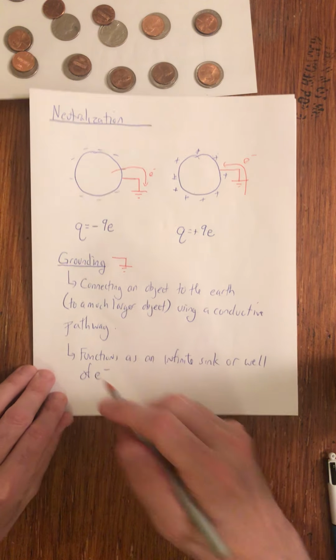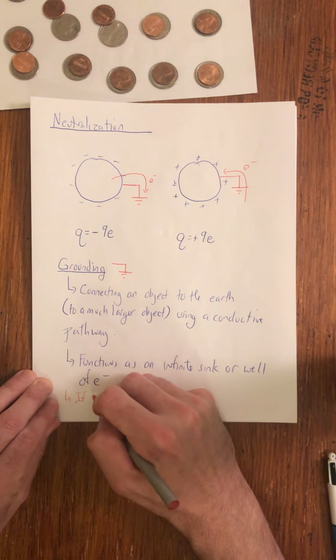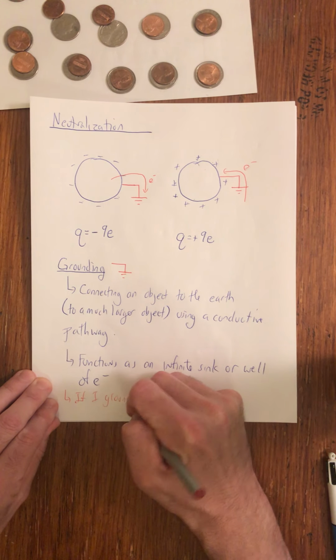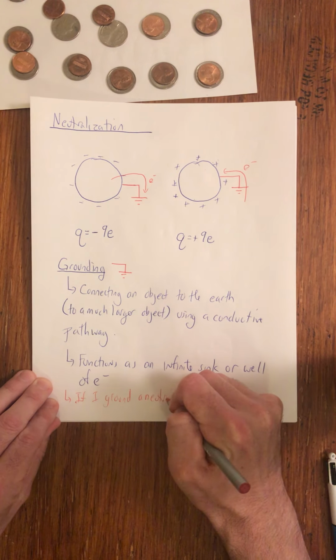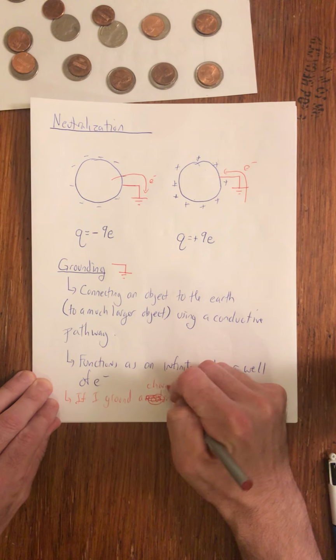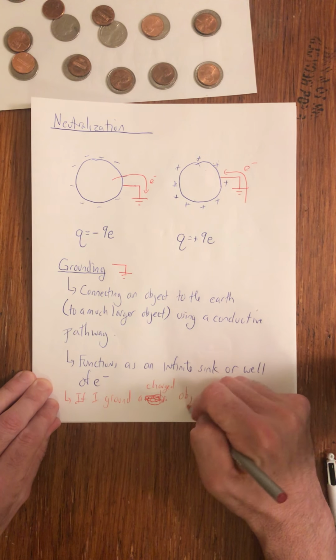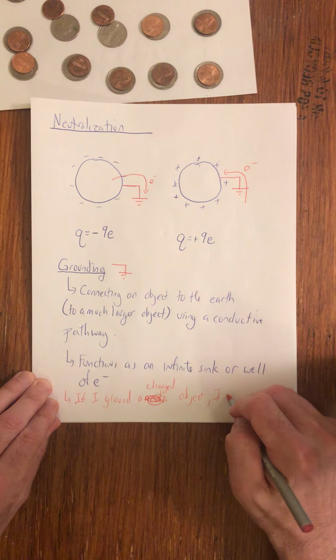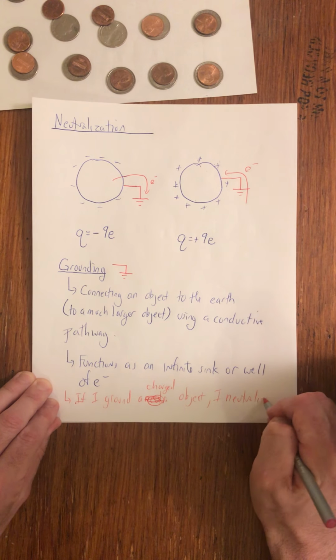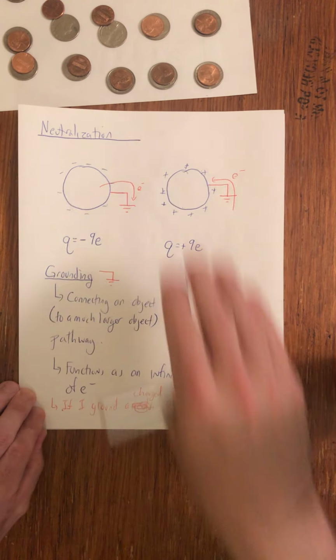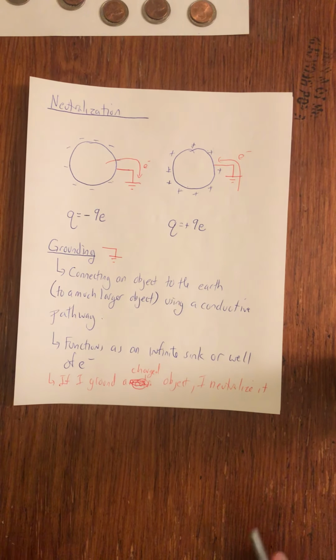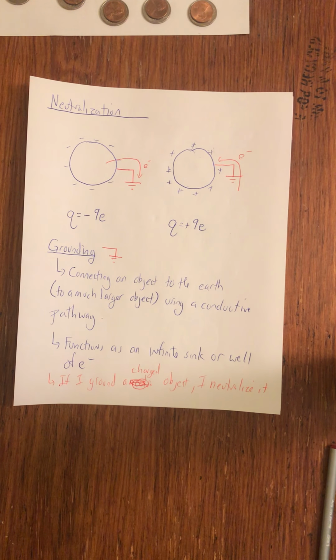So therefore, if I ground a charged object, I neutralize it. Okay? But I don't want to say that grounding is neutralization. They are two separate things. We're going to use grounding for some other purposes later, but if I do ground a charged object, it will become uncharged.